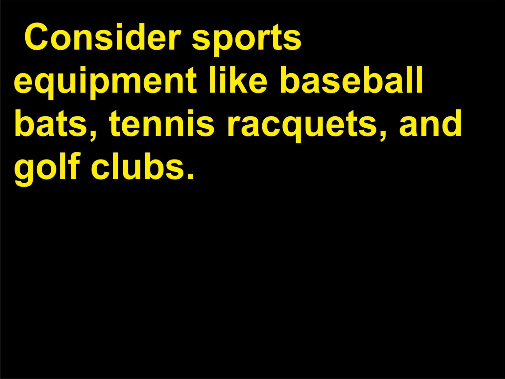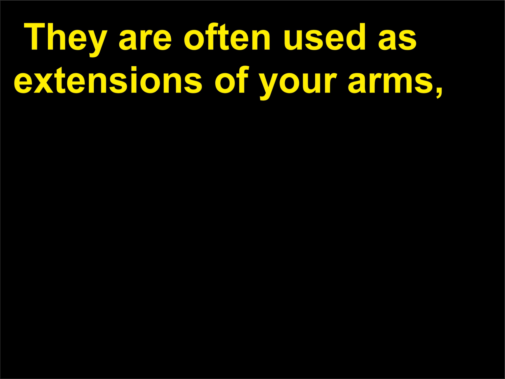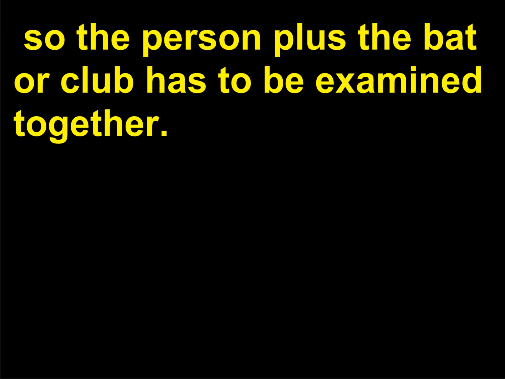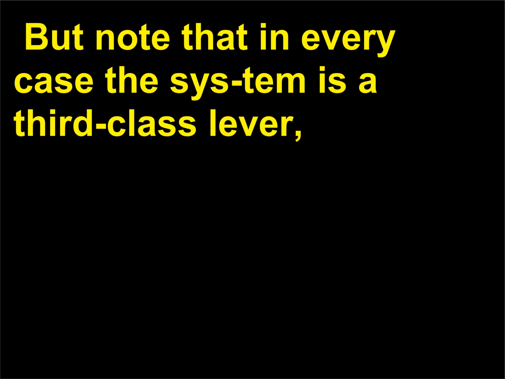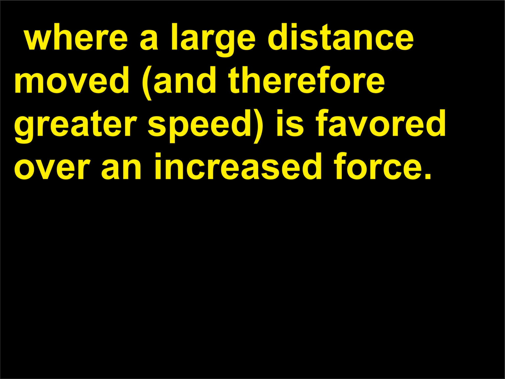Consider sports equipment like baseball bats, tennis rackets, and golf clubs. They are often used as extensions of your arms. So the person plus the bat or club has to be examined together. But note that in every case the SYSTEM is a third-class lever, where a large distance moved, and therefore greater speed, is favored over an increased force.